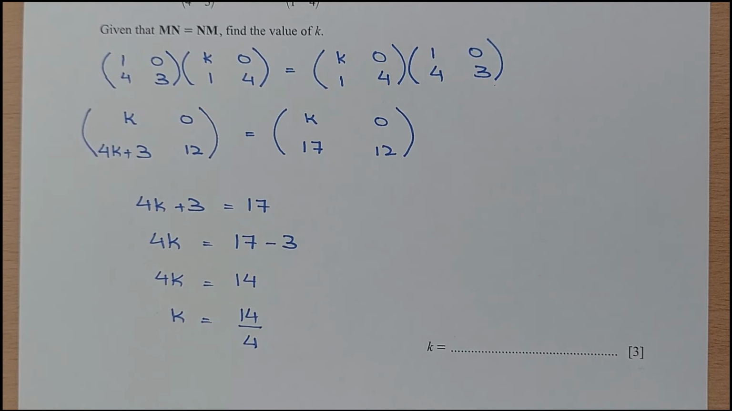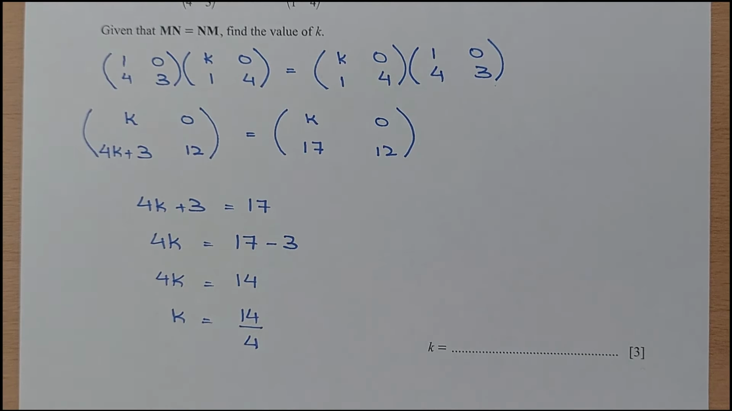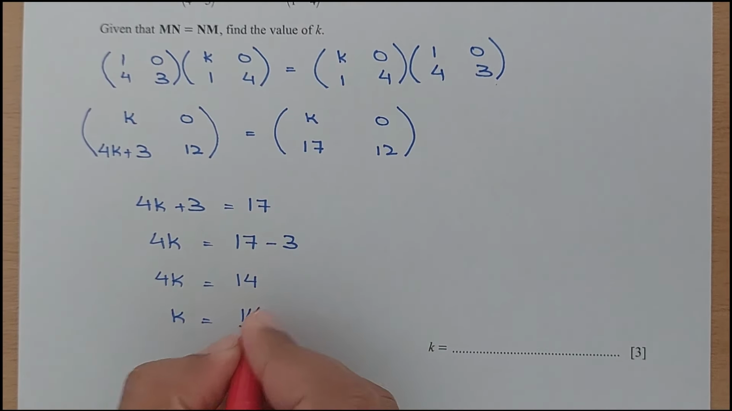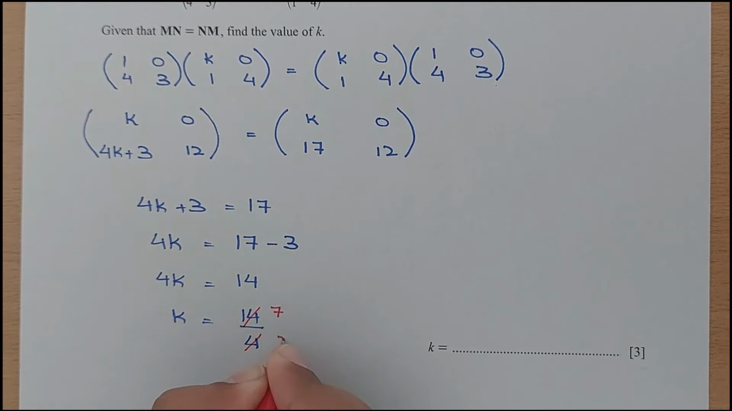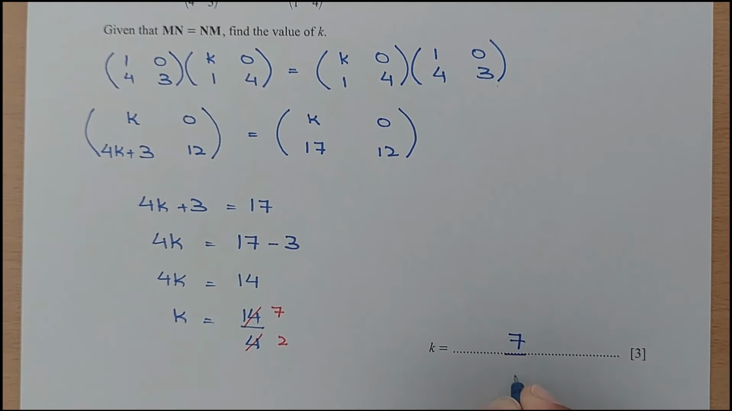To convert it into simplest form, we have 2 times 7 is 14, 2 times 2 is 4. So 7 out of 2 is the value for K.